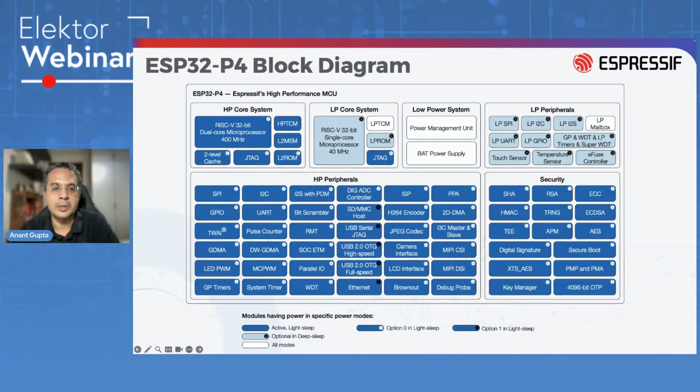So as I mentioned, we could actually have a complete microprocessor subsystem running with the HP core and the HP peripherals off. You can have all the monitoring during your LP, I2C, I2S, UARTs, GPIOs, and then whenever you need the real compute and processing, you wake up the HP core system. From security, it covers mostly all of the various cryptographic accelerators which are required for a microcontroller. It has some other detailed security features which we will cover later.